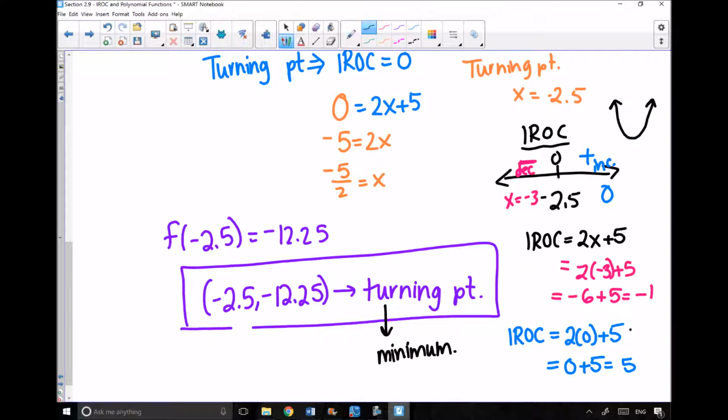And now you know how to figure out what the turning point is in a graph using your instantaneous rate of change. Okay, I promise you once you get to calculus, it's so much easier to find this stuff out. But for right now, we don't really have the tools yet, so this is the only way that we can figure this out.